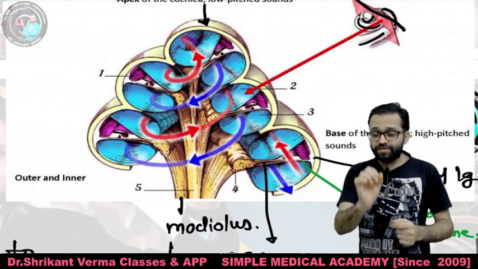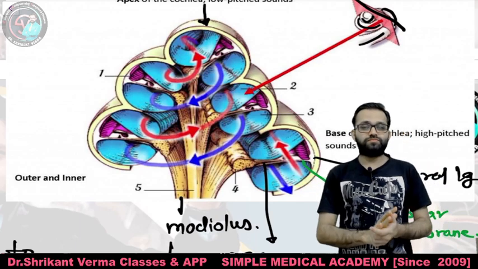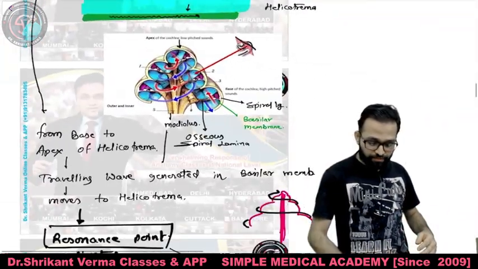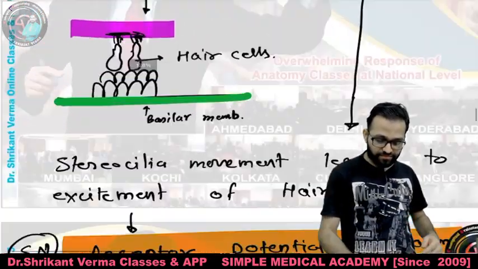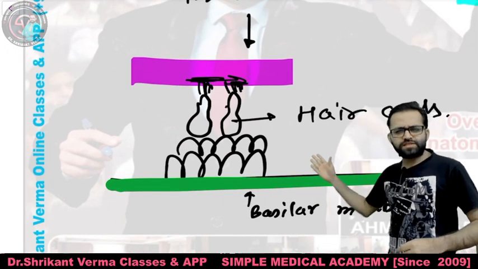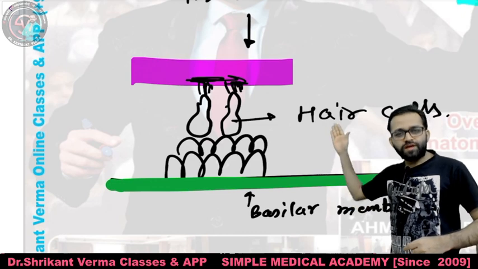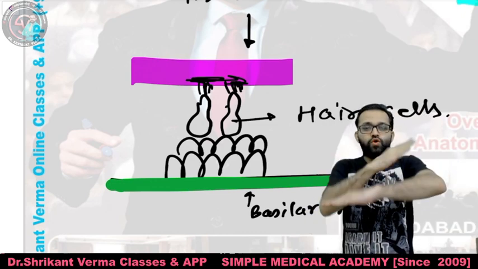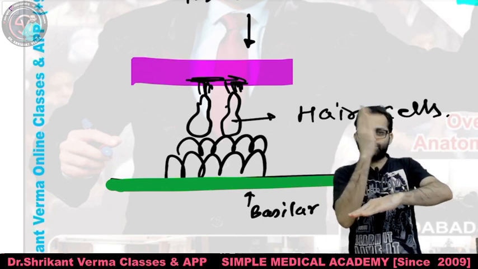So now there is the activation of our resonance sound. Okay, resonance point. So the basilar membrane is vibrating, and over the basilar membrane, our various cells, rods of Corti, hair cells, inner hair cells, outer hair cells, they all are vibrating. Over it there is the hair cell vibrating.